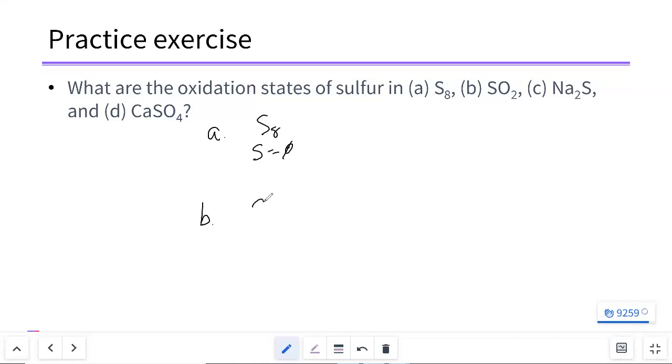For B, we're looking at sulfur dioxide. In the case of sulfur dioxide, we need to look at that first guideline again. Sulfur and the 2 oxygens have to equal a total charge of 0. Since each oxygen is -2, S is going to be added to -4 to get to 0. So the sulfur must be +4 in charge.